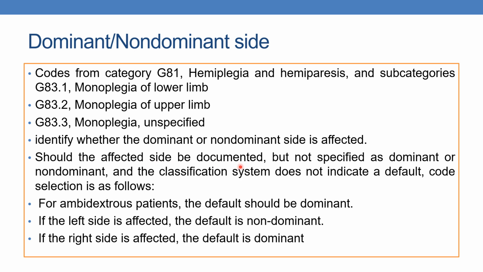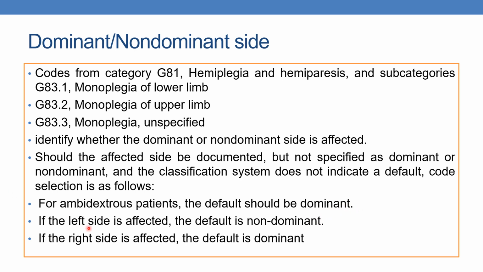Should the affected side be documented but not specified as dominant or non-dominant, and the classification system does not indicate a default, code selection is as follows. Usually we have two sides, right side and left side. If the laterality is documented and it is not specified whether it is dominant or non-dominant, in such case, for ambidextrous patients, the default should be dominant, either it is right or left.